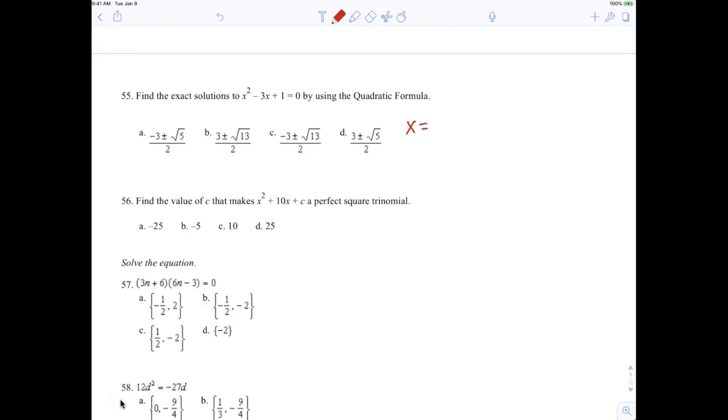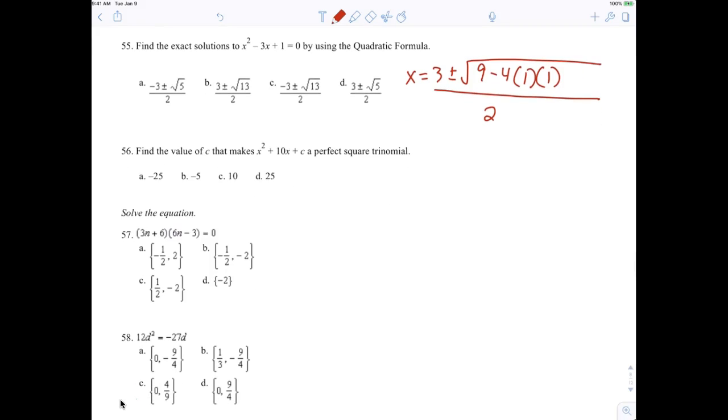X equals negative b, so what does that become? 3. 3 plus or minus the square root b squared, which is 9 minus 4 times, all over what? All over 2. Any questions? All right, simplify the radical. That becomes x equals 3 plus or minus the square root of what? All over. Correct answer? D.